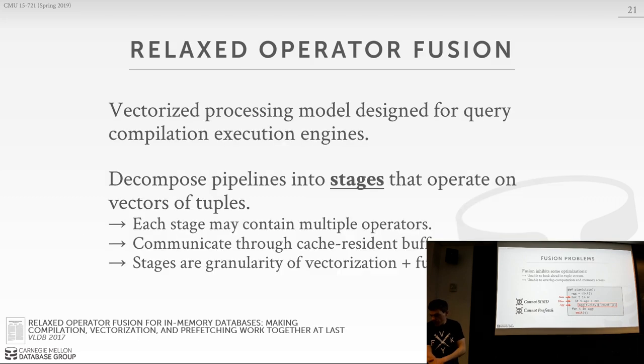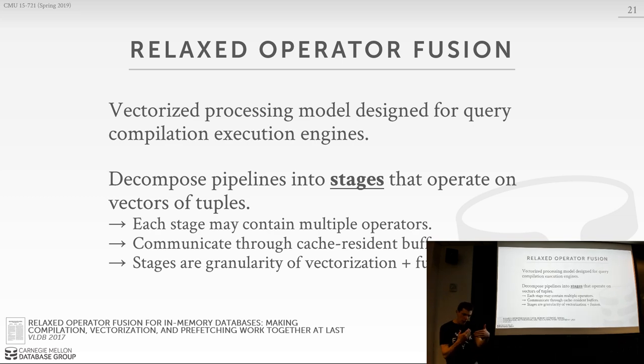So the technique that my student Prashant came up with is called relaxed operator fusion. The idea here is that you identify steps in the pipeline, for that code I just showed, where we can introduce buffering stages, allow us to store things in vectors, and then prefetch those vectors as needed as we iterate over the loop. Again, we want to get the best of both worlds: vectorization and the compilation benefits that Hyper has.